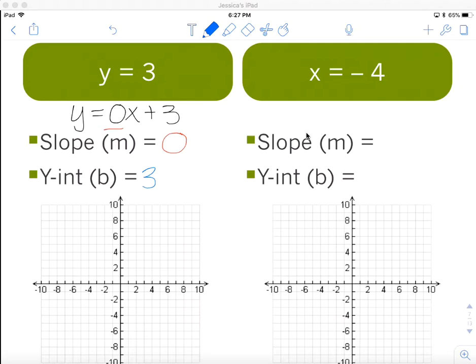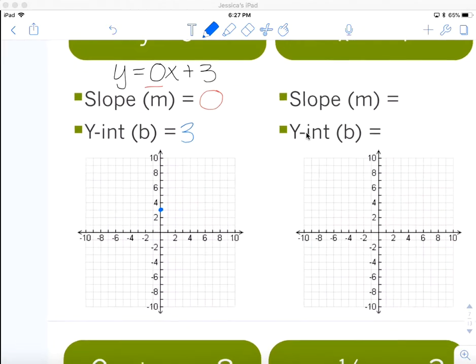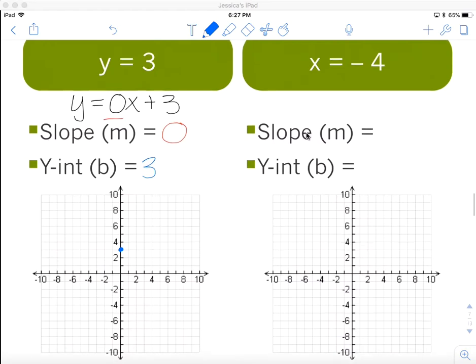So here's how you're going to graph your horizontal line. I'm going to start at positive 3 on the y-axis. An easy way to remember this is y equals 3, and I'm crossing the y-axis at 3. So that tells me that I have a horizontal line going through 3. When your slope is 0, 0, 0.